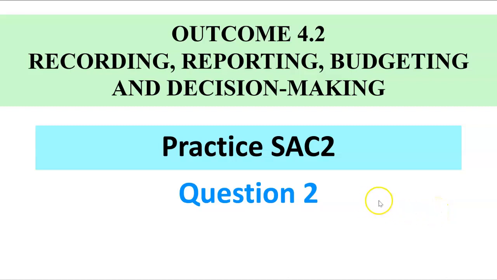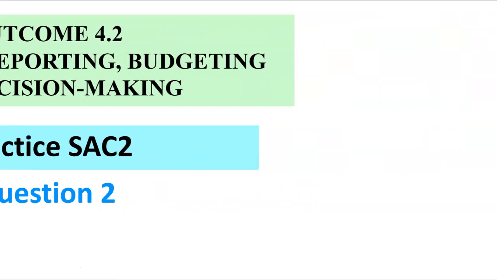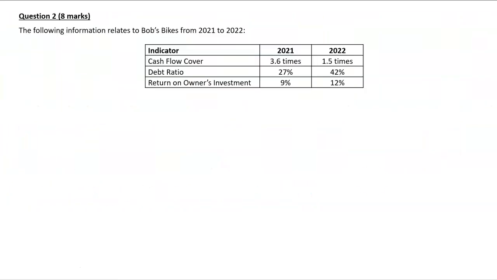Question 2 was a little bit different in that you were given some information and then asked to talk about what that information might have done to some indicators. And in particular, it was these ones here. So the following information relates to Bob's bikes from 2021 to 2022. We've got the cash flow cover, the debt ratio, and return on owner's investment.